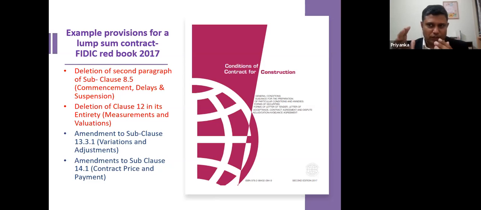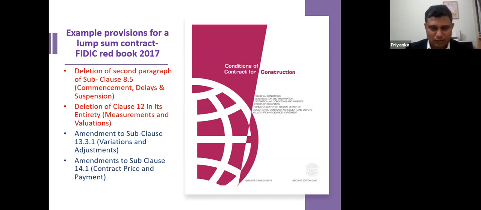Now we are going to focus on the special provisions made within the FIDIC Red Book 2017 version in order to change a remeasurement contract to a lump sum contract. There are 2 deletions involved. Number 1 is the deletion of the second paragraph of subclause 8.5. I will explain this to you. Then the deletion of clause 12, measurements and valuations, totally deleted.